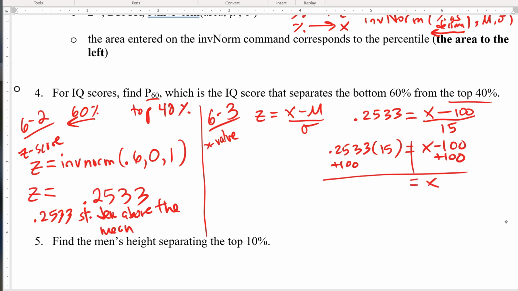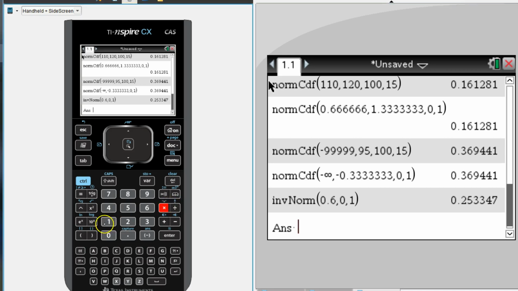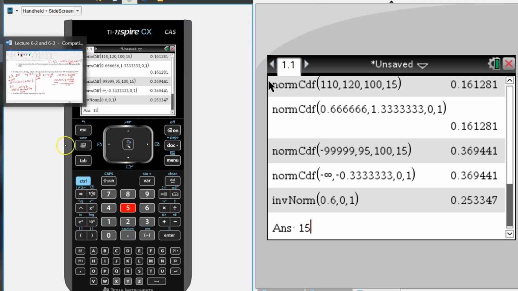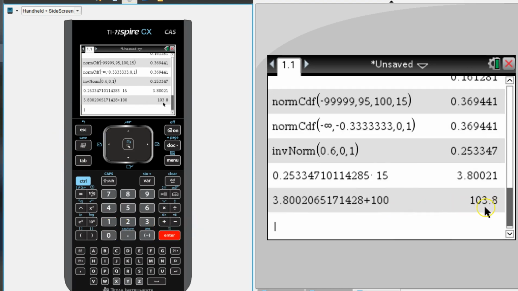So taking that 0.2533 and multiplying it by the standard deviation, which was 15, and then take that result and add 100, 103.8.